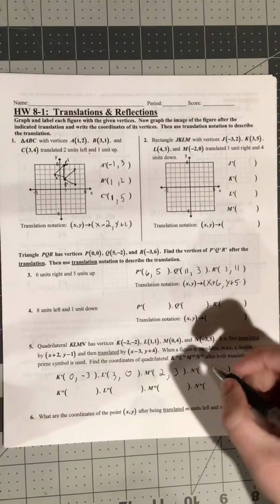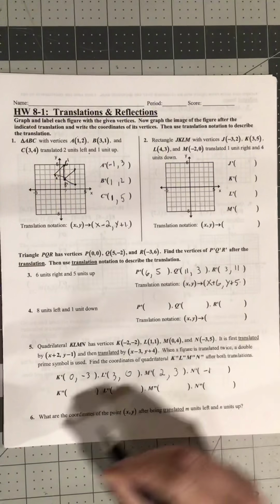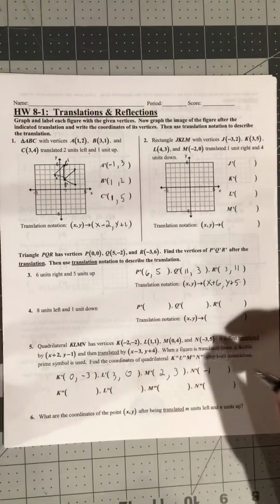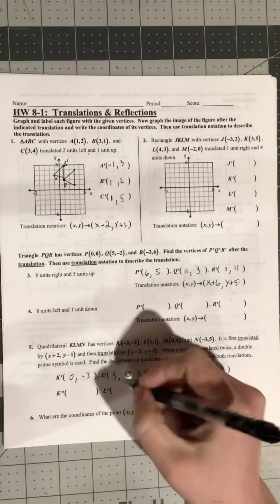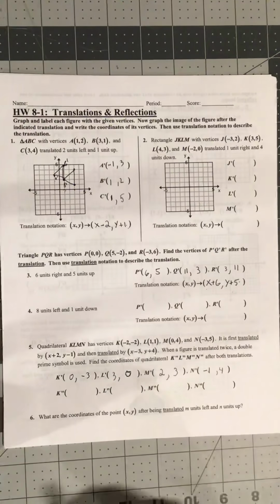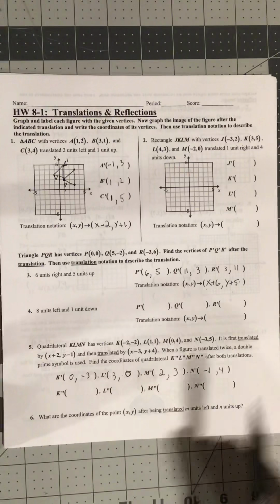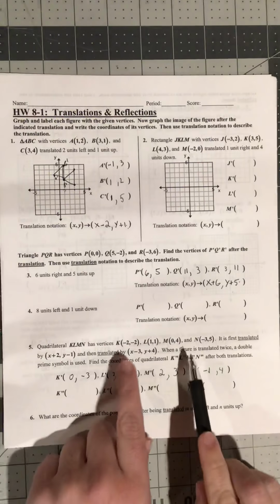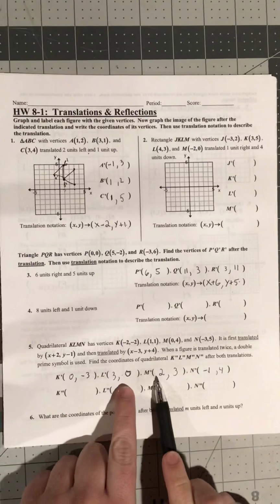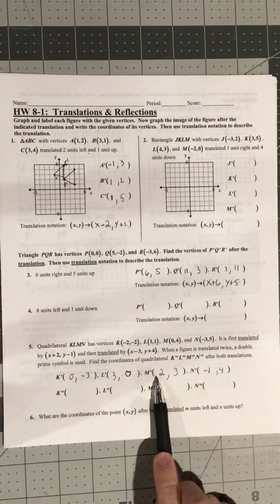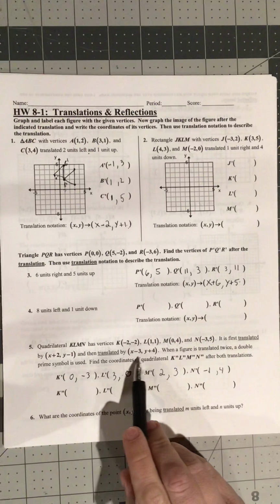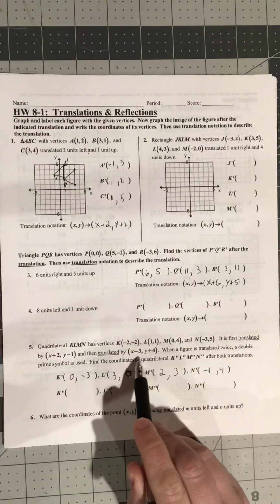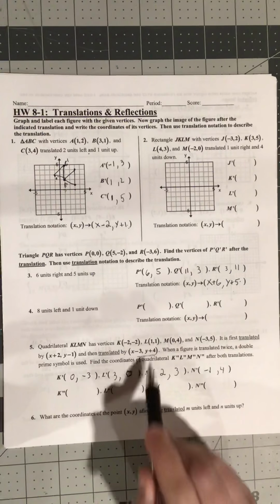-3 plus 2 is -1. And 5 minus 1 is 4. So now we're going to be taking this prime that we just got, and we're going to translate it again. Don't translate the original one. We're translating the one that we just got. So we're going to take these coordinates and translate it by the second one we're given. So we're going to translate it by this guy right here.